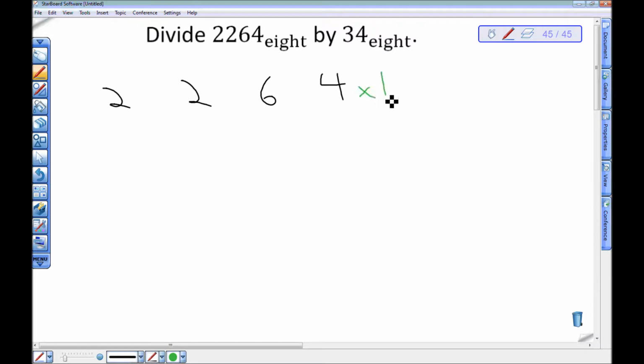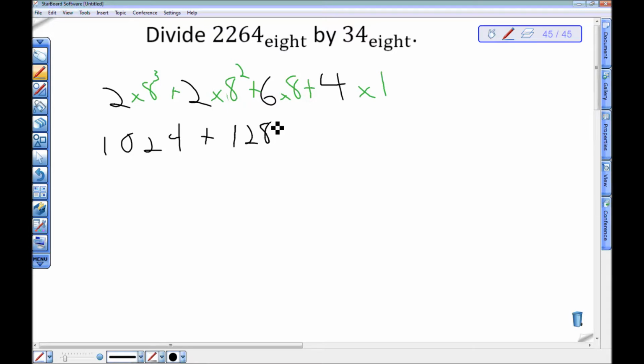And this is 4 times 1, 6 times 8, 2 times 8 squared, and 2 times 8 cubed. So 2 times 8 cubed is 1,024. 2 times 8 squared is 128. 6 times 8 is 48. And 4 times 1 is 4. So if I take 1,024 plus 128 plus 48 plus 4, I get 1,204 base 10.